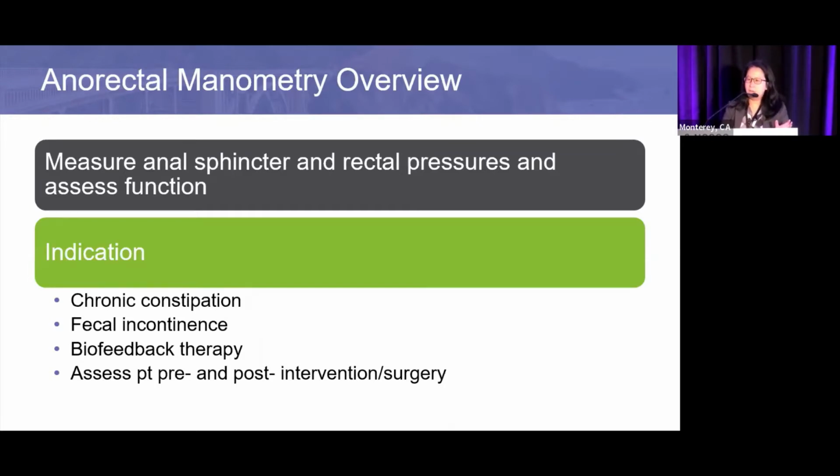So I'm going to first talk about an overview of anorectal manometry. It is used to measure anal sphincter and rectal pressure and assess their function. The indication for anorectal manometry is chronic constipation, especially when refractory to medications. Fecal incontinence is also an indication, and it is used for biofeedback therapy to treat these conditions. It's also very useful, and I don't know if people know, to assess patients pre and post interventional surgery. So if you have a patient who's thinking about reconnecting the colon or removing their whole colon, you want to make sure that anorectal function is working, because if it's not, you can reconnect and they will still have issues with the defecation process or with fecal incontinence.